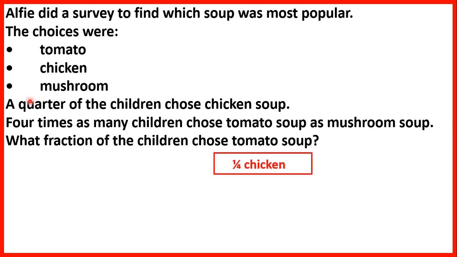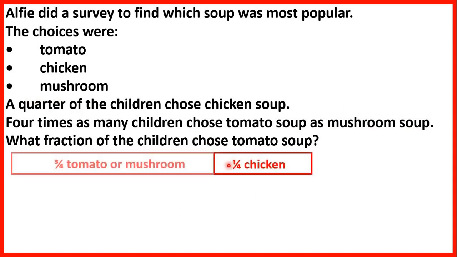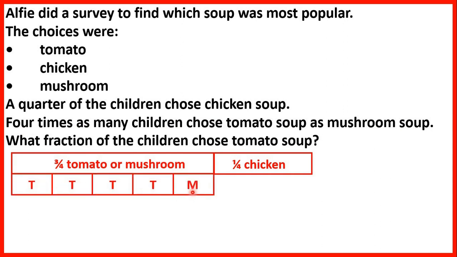So we know that a quarter chose chicken soup, which means that 3/4 must have chosen either tomato or mushroom, and 4 times as many children chose tomato soup as mushroom soup. So we can draw 4 bars for tomato and just 1 for mushroom. So now we know that 3/4 were either tomato or mushroom. So to find the value of these 5 bars below, we can divide 3/4 by 5.